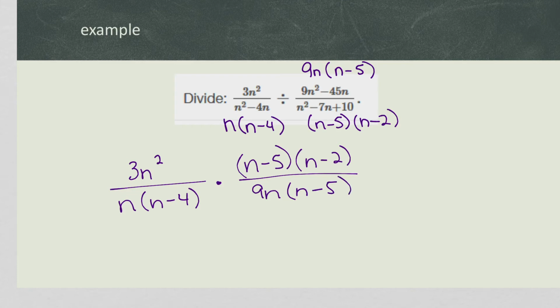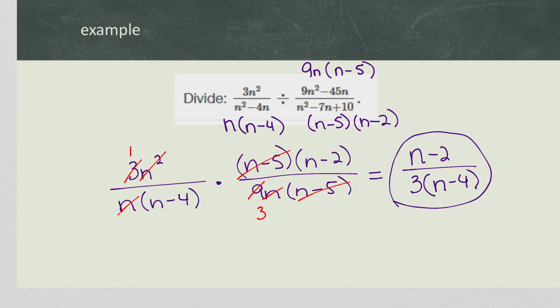Now, let's mark things out. This is the fun part. All right, that goes away. These two n's, get rid of those two n's, and then this 3 and this 9 becomes a 3. Okay? All right, now let's multiply straight across. So my numerator becomes n minus 2. My denominator becomes 3 and n minus 4. And that's as good as this thing gets. We can't do anything else to it.